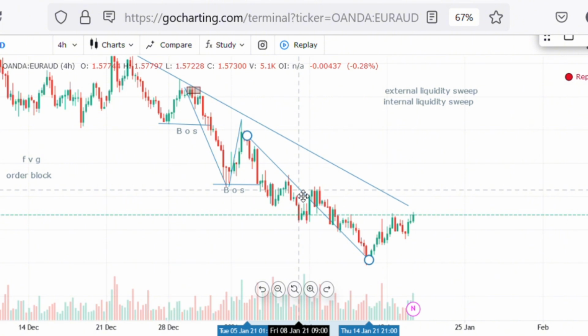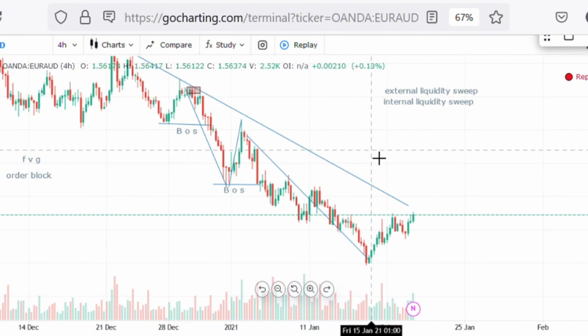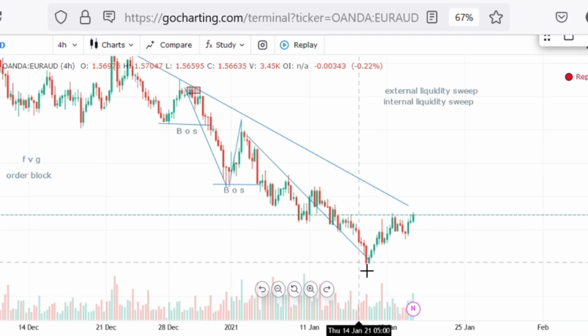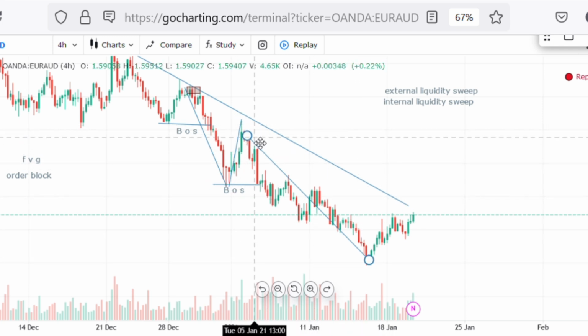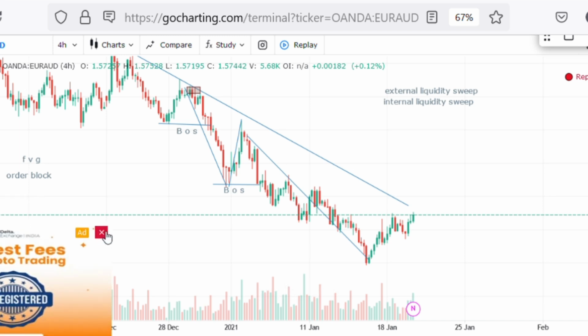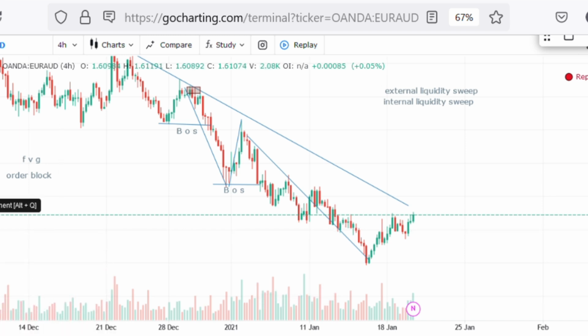And how should it happen? We want to see the price coming onto this zone, and it has to retrace above 50% of the Fibonacci tool, which we are saying is the premium zone. Let me put the Fibonacci tool again here.